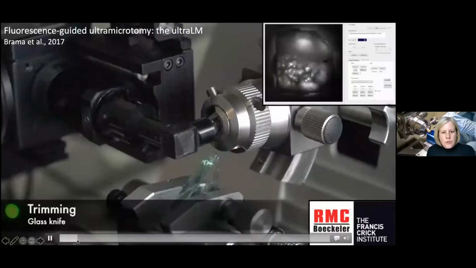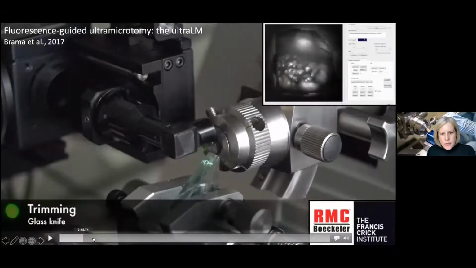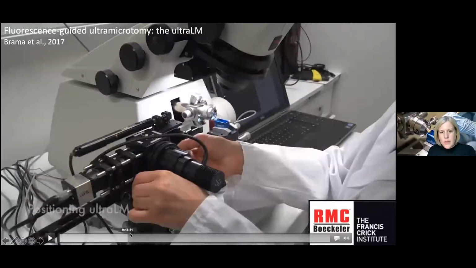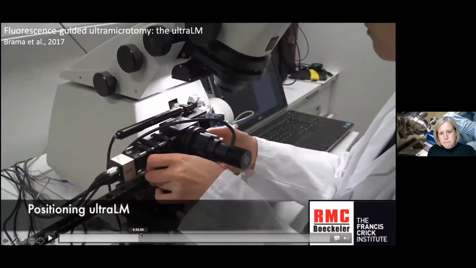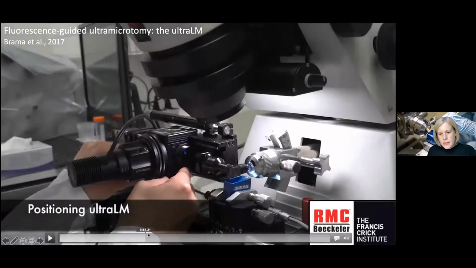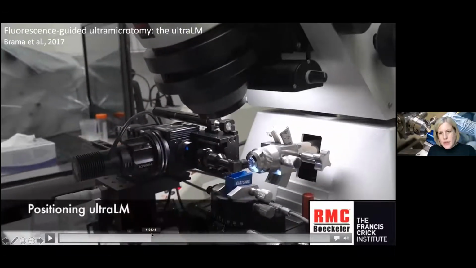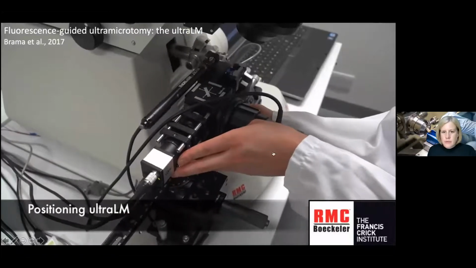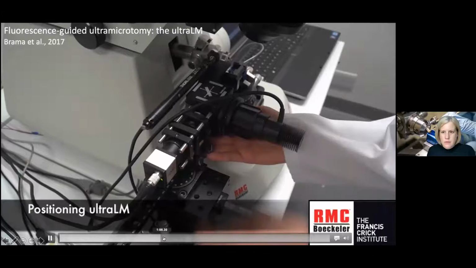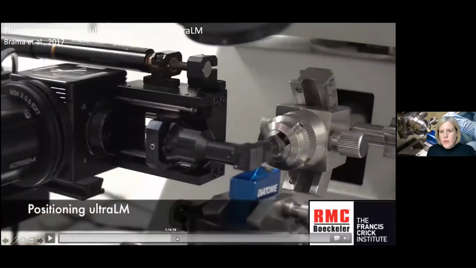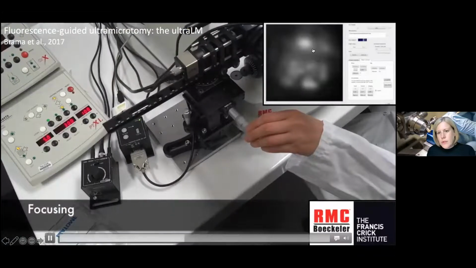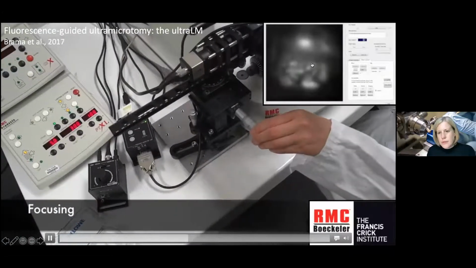We can then trim using the Ultra LM, and I'm just going to move through to the point where we're cutting sections. So we bring the Ultra LM into position and align it to the block face so that we're focusing on the cells, which you should be able to see up here in the right-hand corner. So this is now focusing on the cells.